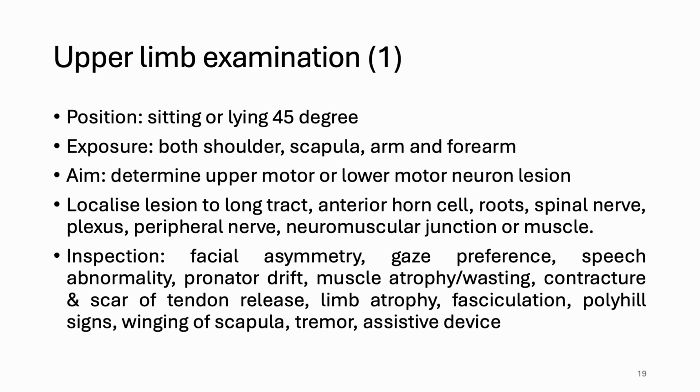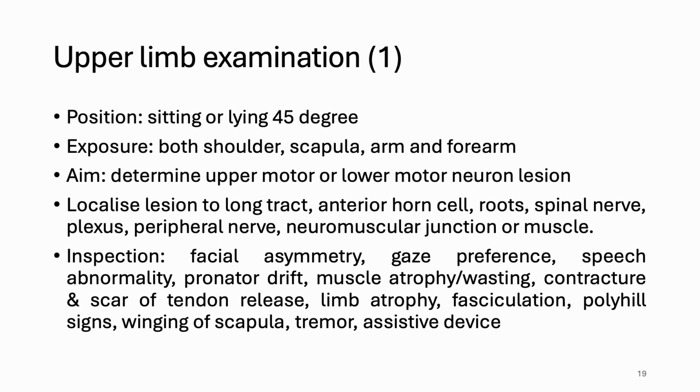Now we have completed the assessment of higher cortical functions, abnormal movement, and cranial nerves. The last two sections will be on the examinations of upper and lower limbs. Strictly speaking, they are not really central nervous system examinations, but neurological examinations, because they can detect abnormalities in both the central nervous system and also the peripheral nervous system.